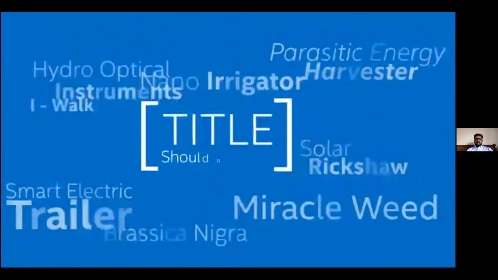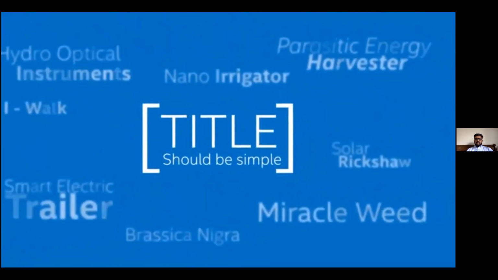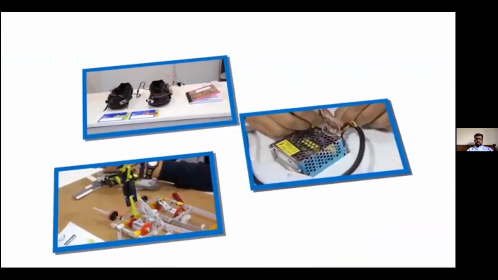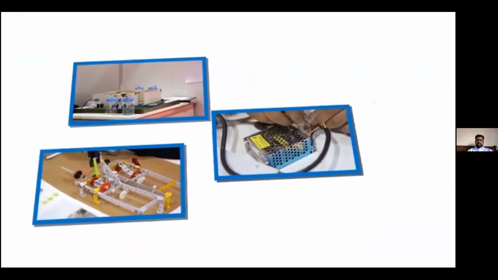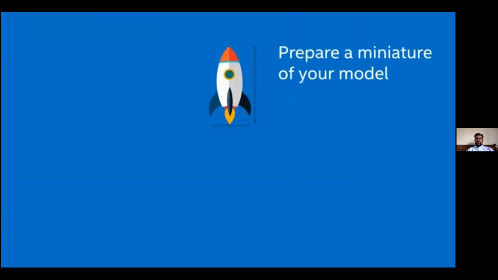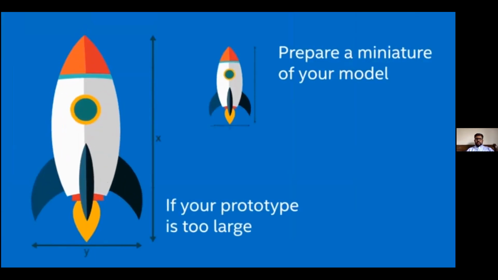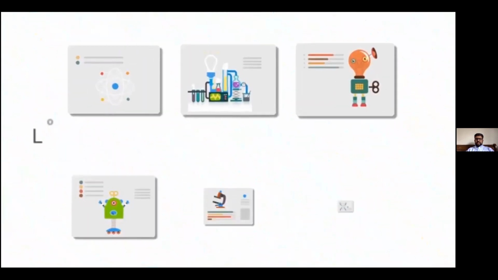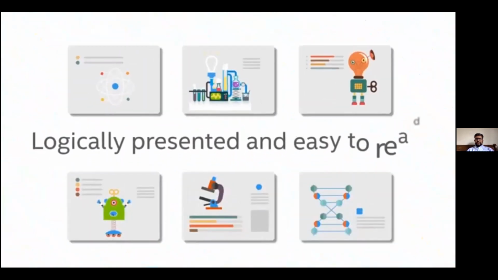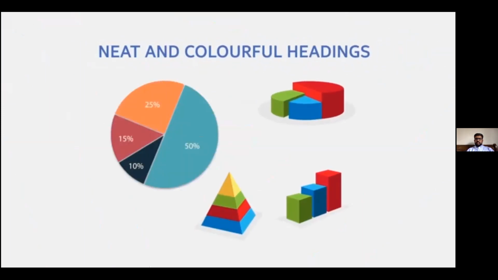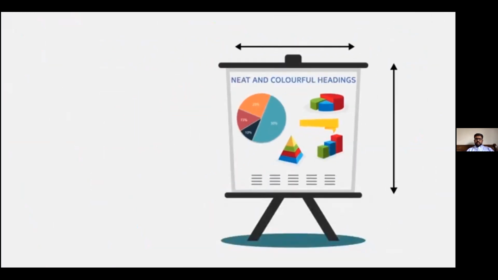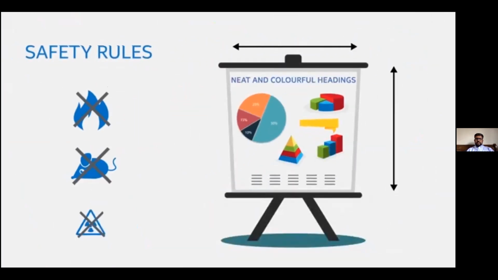Your title should be simple and must accurately represent your research. Take photographs or videos of important parts or phases of your experiment to use in your display. Prepare a miniature of your model in case your prototype is too large to be carried along. Make sure your display is logically presented and easy to read. Use neat, colorful headings, charts, and graphs to present your project. Pay special attention to labeling. Be sure to adhere to the size limitations and safety rules when preparing your display.